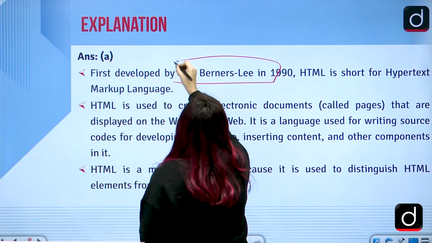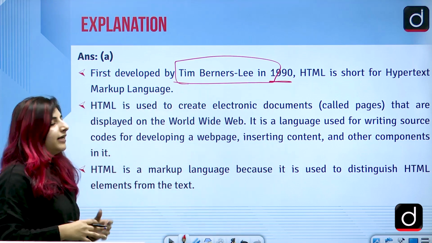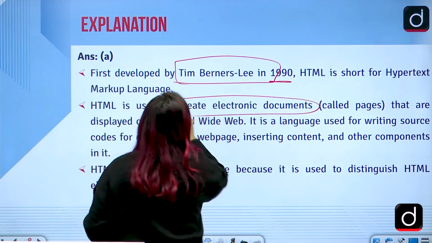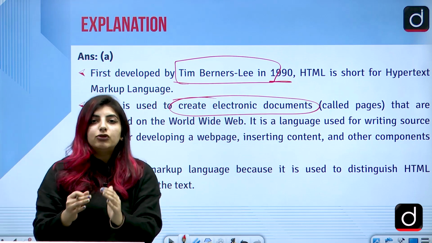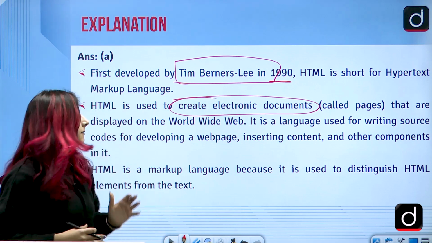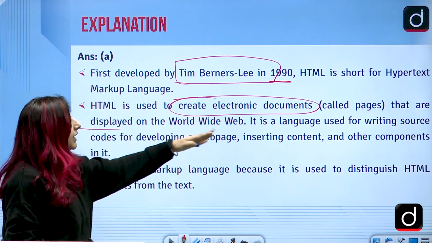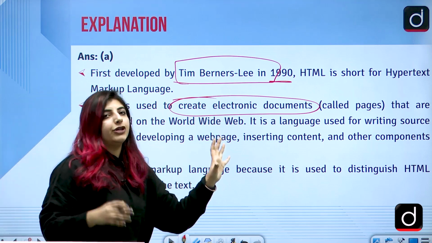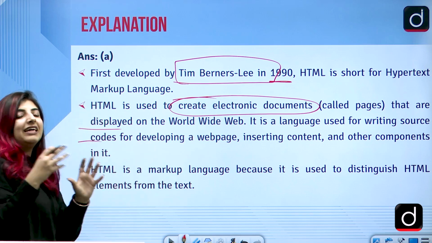Developed by Tim Berners-Lee in 1990, it is short for Hypertext Markup Language, used to create electronic documents which are known as pages, or we can say that HTML is used to create web pages basically. That's why they are saying that pages that are displayed on the World Wide Web, correct? It is a language used for writing source codes for developing a web page, inserting content.